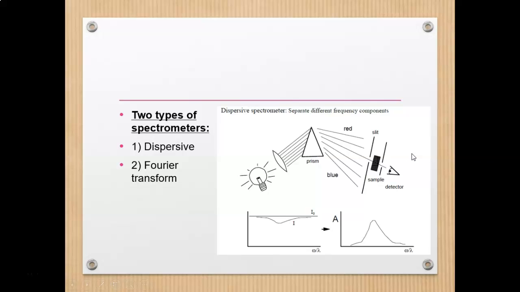We have two types of spectrometer, dispersive and Fourier transform. The dispersive spectrometer separates different frequency components. So we can determine the absorbance versus wave number, and also transmittance versus wave number. Okay, this one is for transmittance. For absorbance, the peak goes upward. For transmittance, the peak will shift downward.